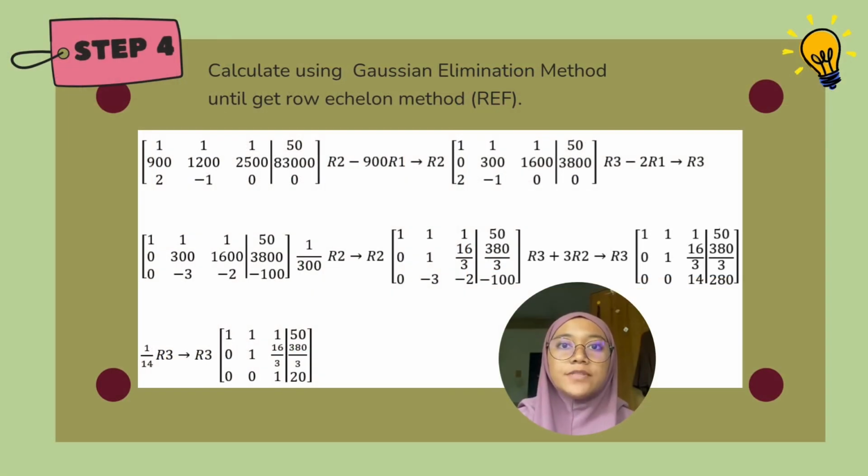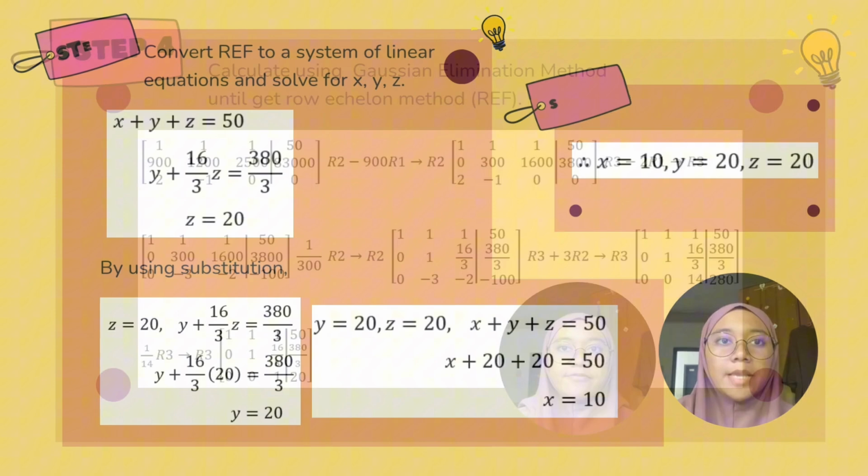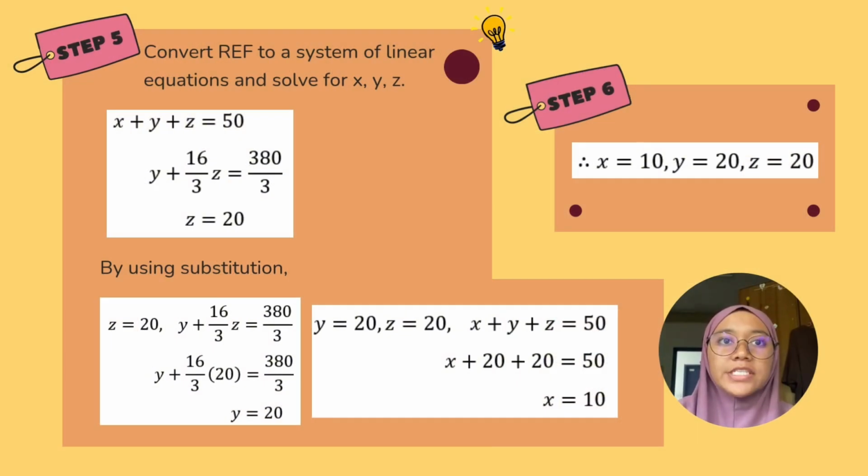Step 4, calculate using the Gaussian elimination method until we get the row echelon form, which is REF. Step 5, we will convert the row echelon form to a system of linear equations and solve for X, Y, and Z. The new linear equations that we get are: equation 1, X plus Y plus Z equals 50. Equation 2, Y plus 16 over 3 Z equals 380 over 3, and equation number 3 is Z equals 20.